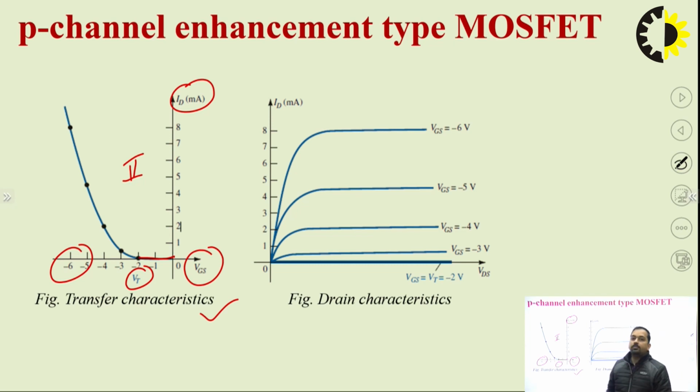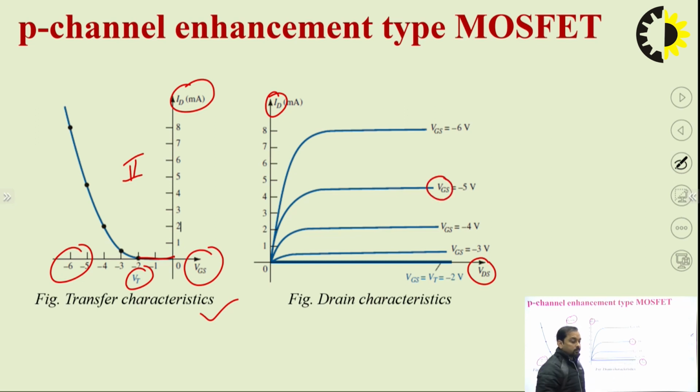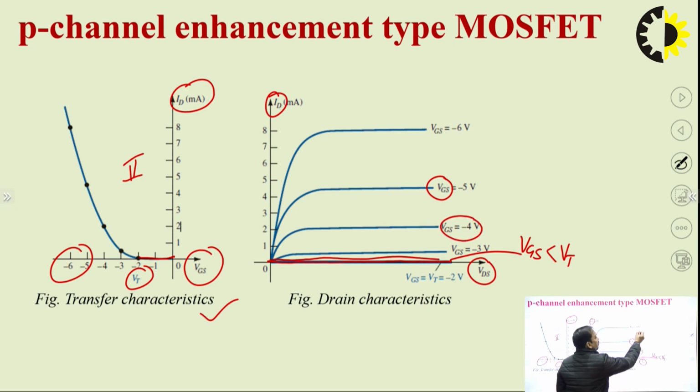Next we have the drain characteristics, which is between ID and VDS, ID versus VDS for different values of input voltage VGS. Initially when VGS is less than VT, the current is 0. We can write here also that VGS is less than VT. But once VGS reaches some potential nearly equal to VT, there is a flow of current like this. And when VGS further increases in the negative direction, as we have seen in the operation, the current increases like this.